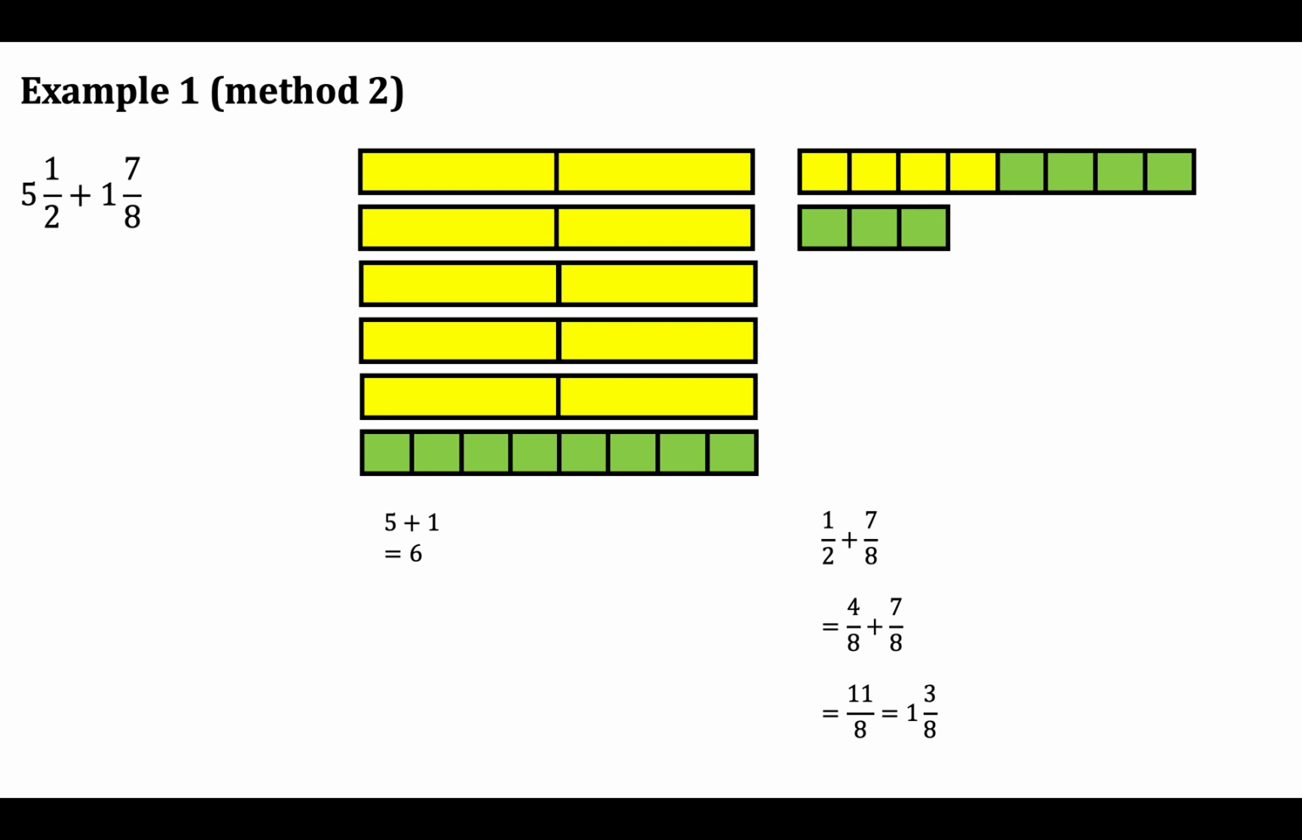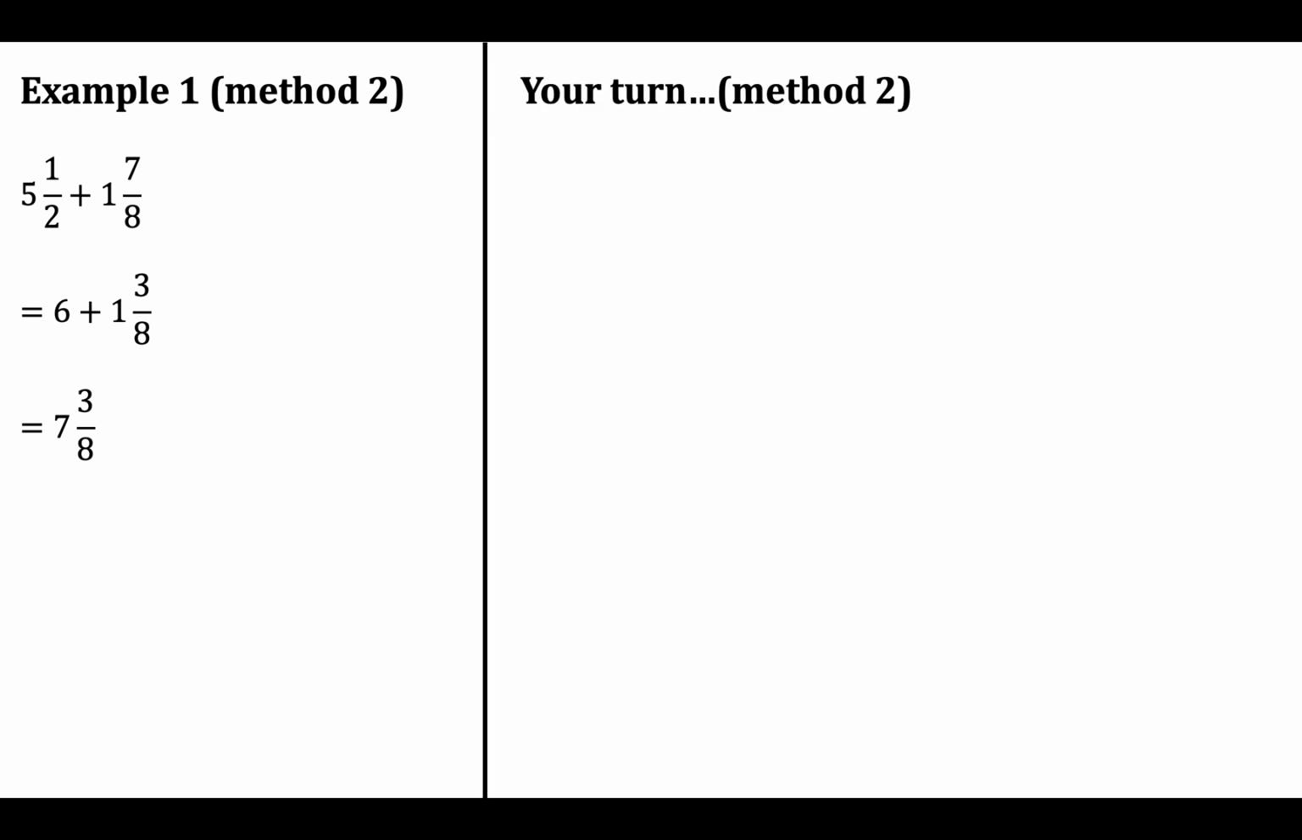So back to the question in hand, 5.5 plus 1 and 7/8. That is now the same as 6 plus 1 and 3/8, which I've got from my work in here and here. And altogether, 6 plus 1 and 3/8 gives us 7 and 3/8. Again, here's the same example for you to try using this method where we split up the sum. So it would be a good time to pause the video just now while you try that.